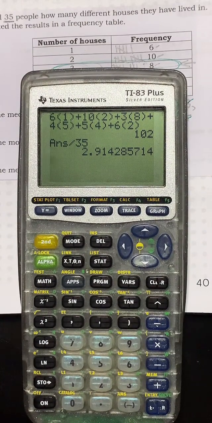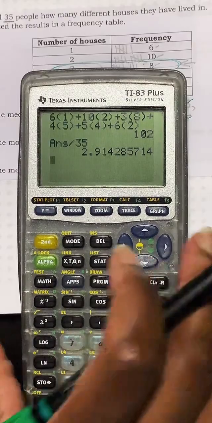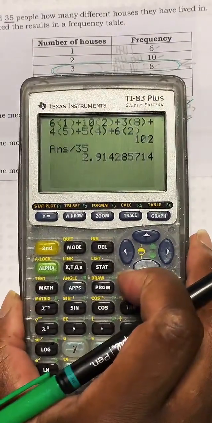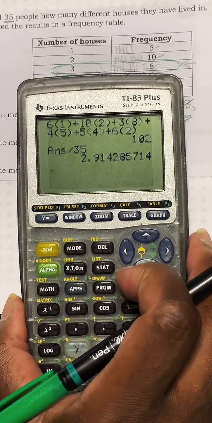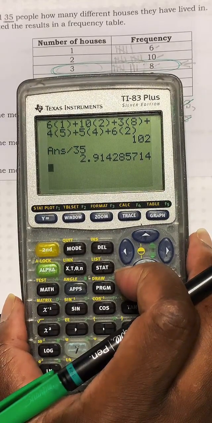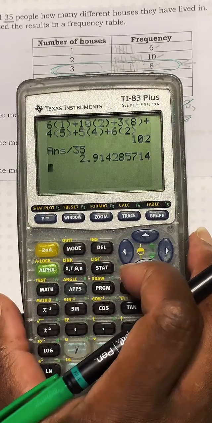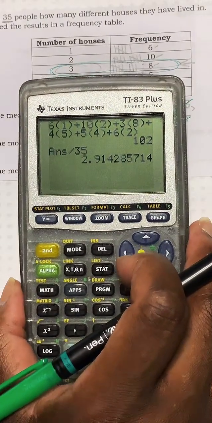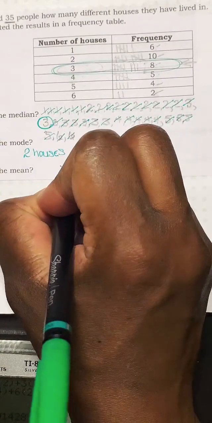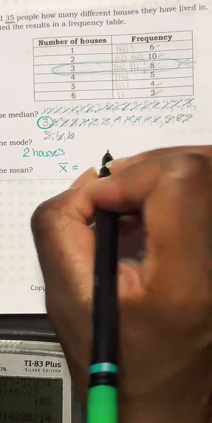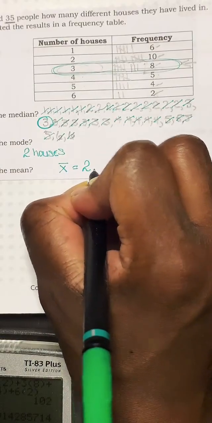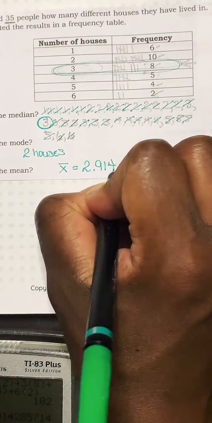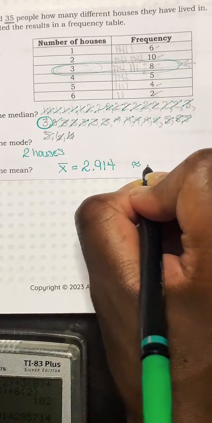Okay, so since we have that 102 divided by the 35, we have our mean. 2.9. If they wanted to round it to a whole number, doesn't that look closer to 3? Okay, so 2.914, we can say that, or 2.91, that's perfectly fine as well. So our mean, our average, is 2.914, which could be roughly 3.